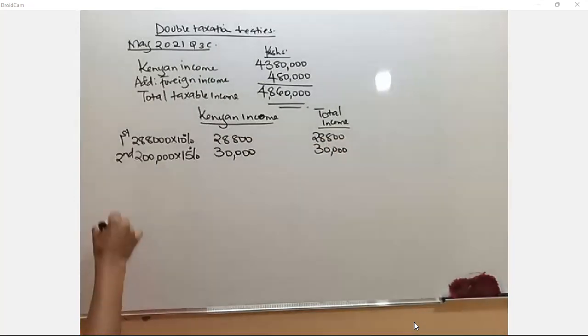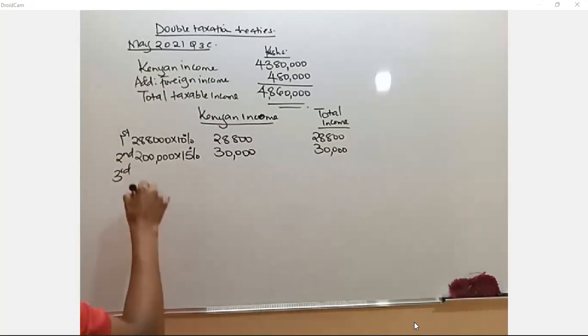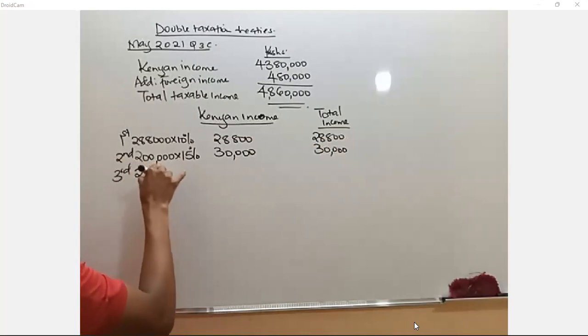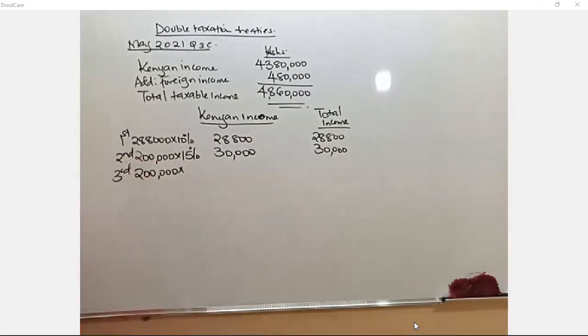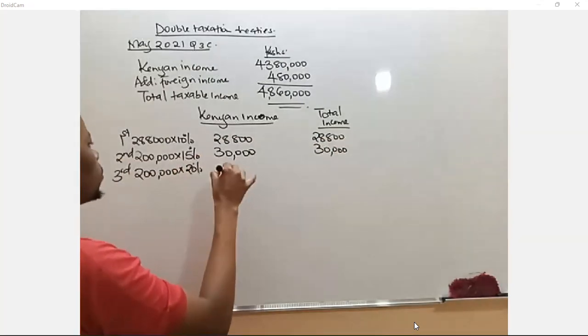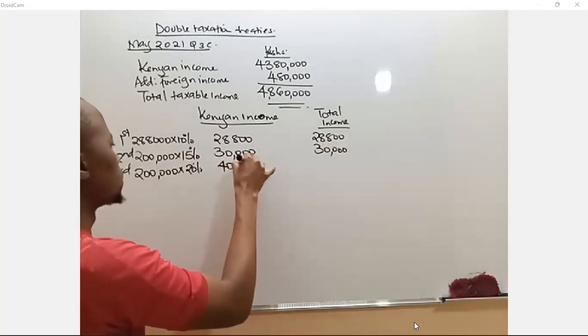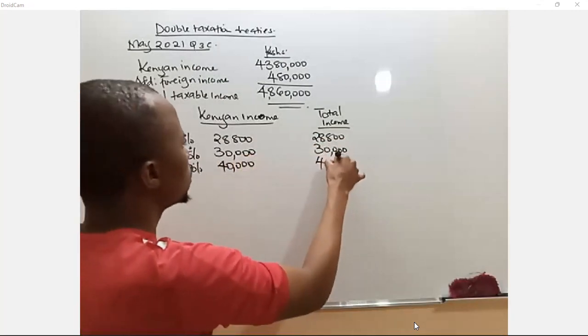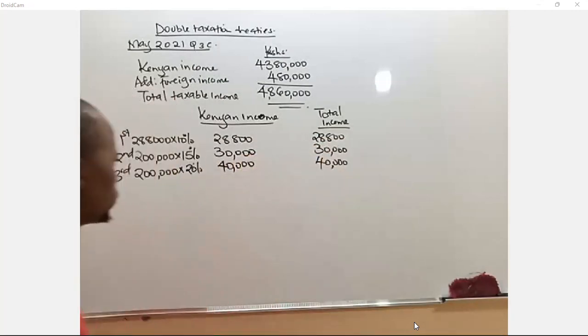The next band, and I can be able to see it, the third band which we are seeing there, we are being given 688,000 minus 488,000. Still getting 200,000 difference. The tax rate provided is 20%. So 20% of these we are supposed to be getting 40,000. And also here should be 40,000 there. 40,000 on the other end.